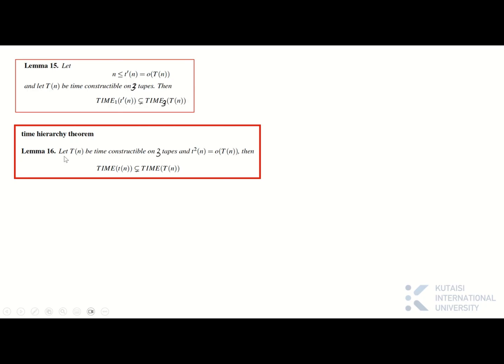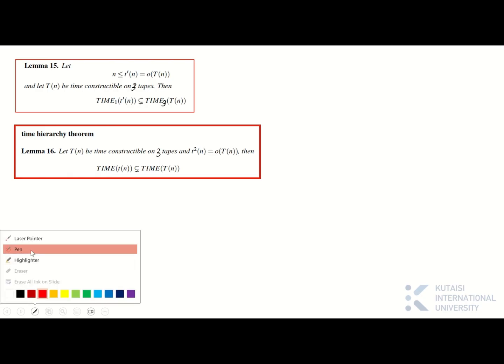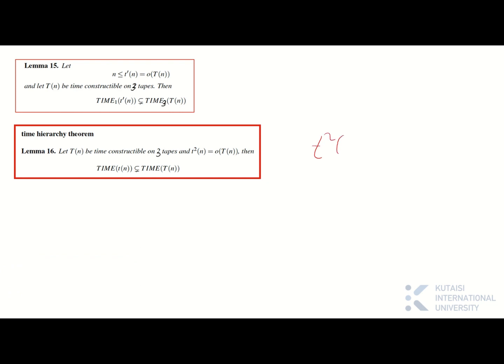What does time hierarchy tell you? That you can do more in more time. This is not obvious at all. What I'm claiming is this. Let's say I have T(n), a function of n, which is time constructible. And let's say it's time constructible on a 3-tape Turing machine. That means there exists a 3-tape Turing machine that computes T(n) in less time than T(n). So T(n) is time constructible on 3 tapes. And I'm also saying that t squared of n is o(T(n)). Let me write what this means. So what does this mean? t squared of n is small o of T(n).